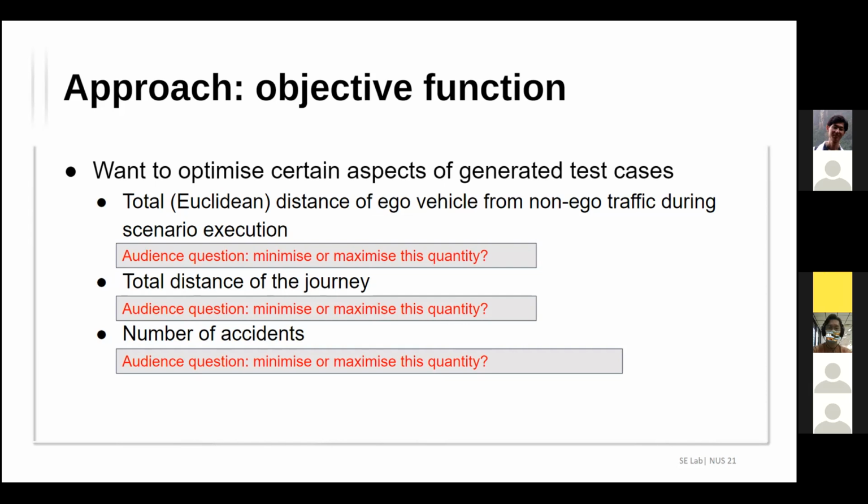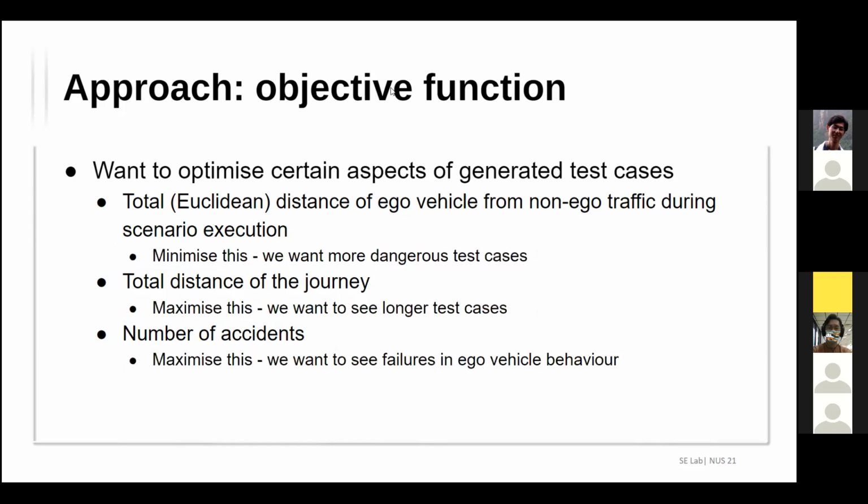Do you want to give a reason why? Because if we maximize it, I think it does not make any sense. If two vehicles are far away from each other, then of course that's a very safe situation, right? Exactly that. The closer the ego vehicle is to non-ego traffic, the more dangerous it is because you have a higher chance of a collision. So we minimize that distance, and we maximize the distance of the journey because we want to see longer test cases, more robust test cases in general.